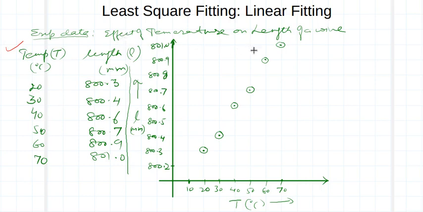seen the effect of temperature on the length of a wire, because when we heat up a metal, then it expands with the temperature, and generally it expands linearly. So here at different temperatures we have taken the length at different temperatures, right, and we have plotted it. So if we try to look at this, then it's like this. It's not a linear graph, it's like this, right?